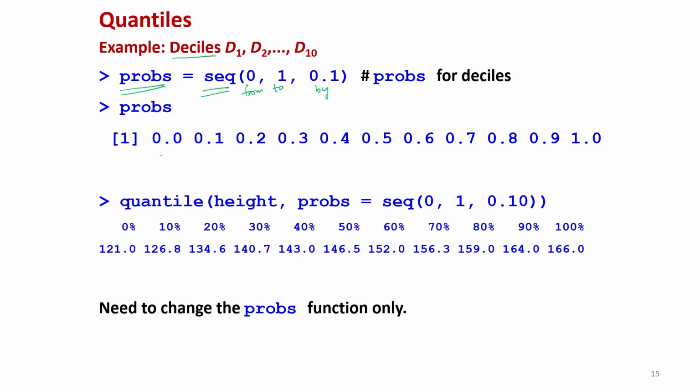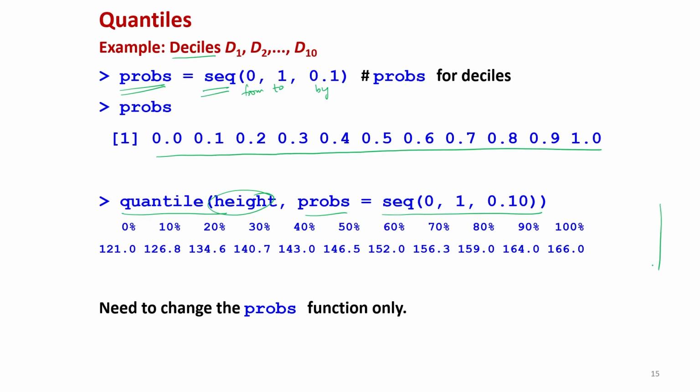And I get here the sequence as 0, 0.1, 0.2, 0.3, 0.4 up to 1.0 at an interval of 0.1 unit. So now if I give the quantile of height and probs equal to sequence 0 to 1 by 0.1, then I get this type of outcome.